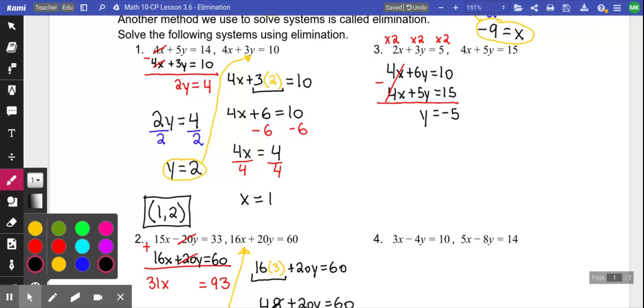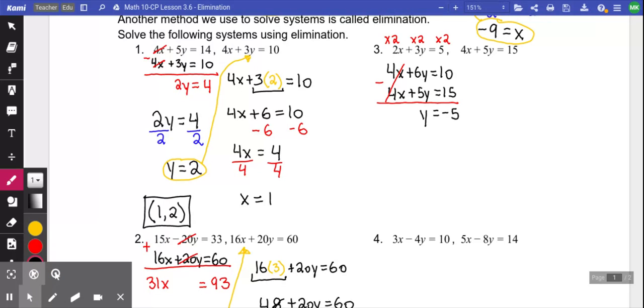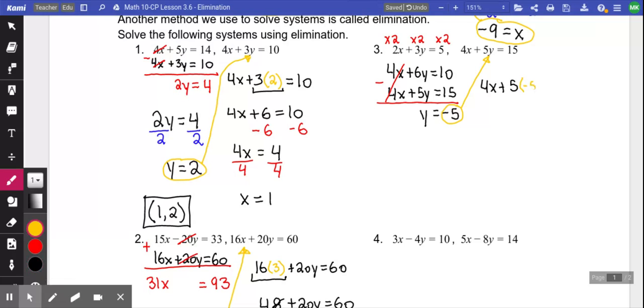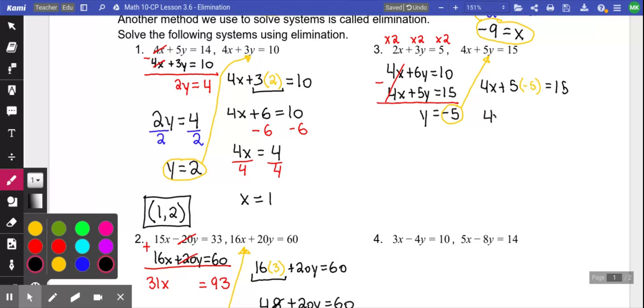I will leave you at that spot to see if you can finish it off. At negative 5, you put that negative 5 into this equation right here. You would have had 4x plus 5 times negative 5 equals 15. Remember that after you substitute, you're going to multiply that 5 and that negative 5 to become negative 25.